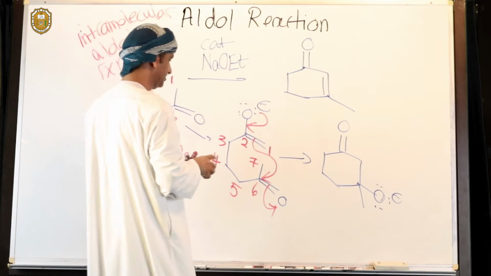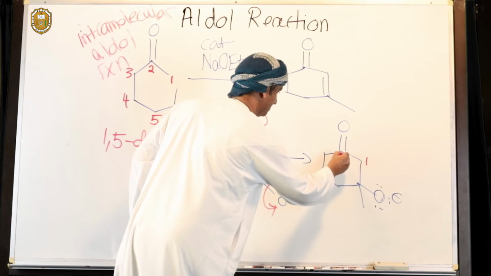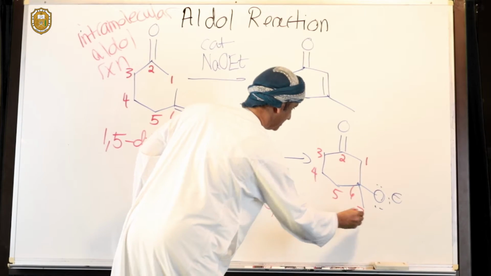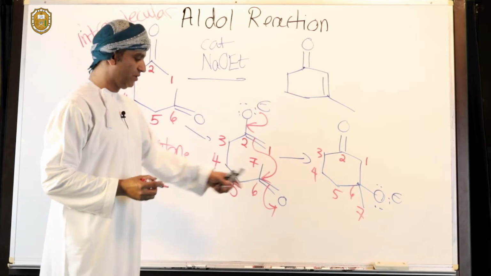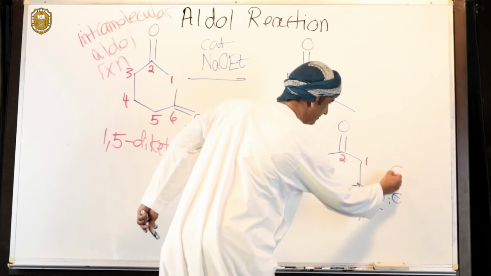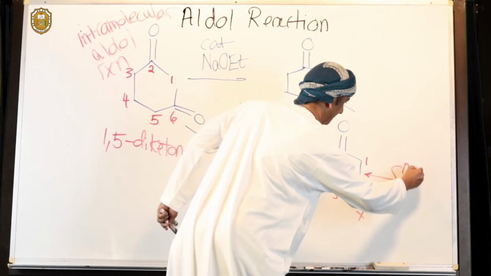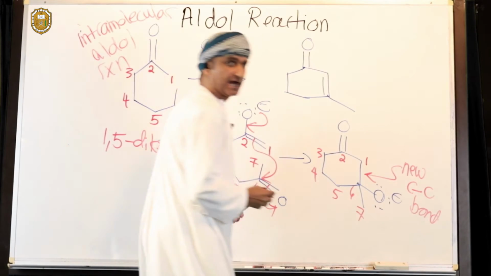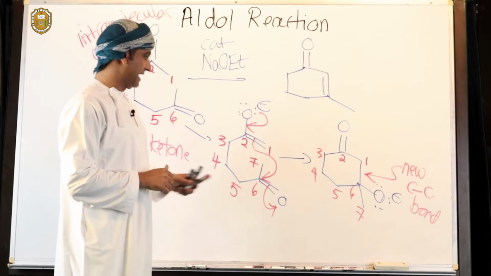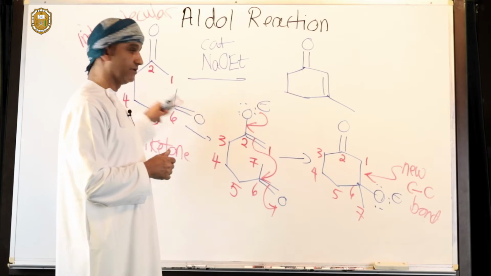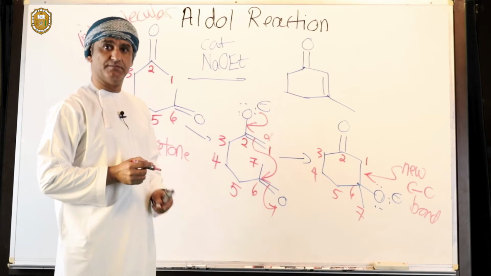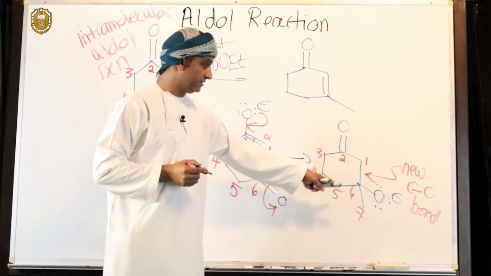Can put the numbers again just to keep track of them. So carbon number 1, 2, 3, 4, 5, 6. So the new bond is actually between carbon number 1 and carbon number 6. We can label it as the new carbon-carbon bond. It's between, again, carbon number 1, or the alpha carbon in that ketone, and carbon number 6. That's the new bond.